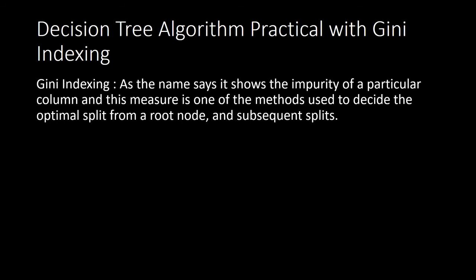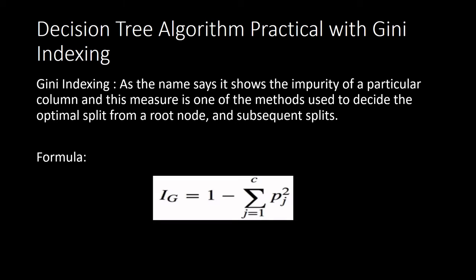Gini indexing, as the name says, shows the impurity of a particular column, and this measure is one of the methods used to decide the optimal split from a root node, and subsequent splits. The formula is 1 minus summation of p_i squared.